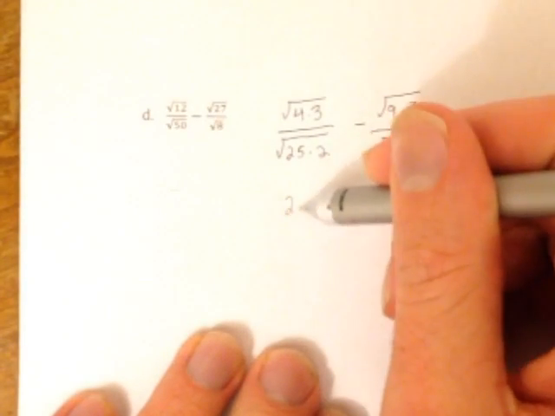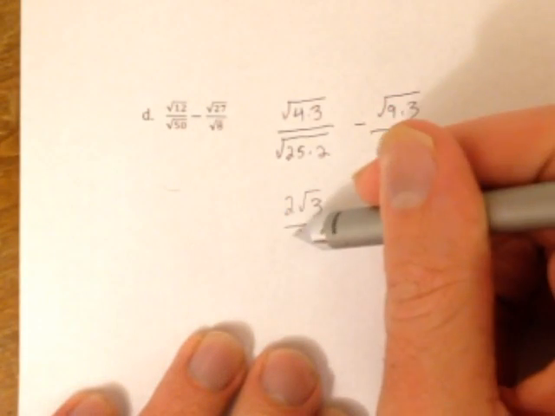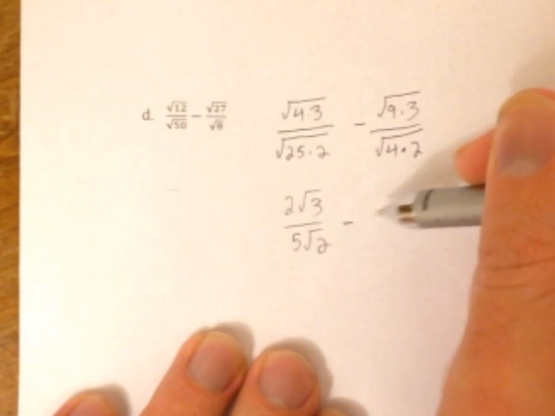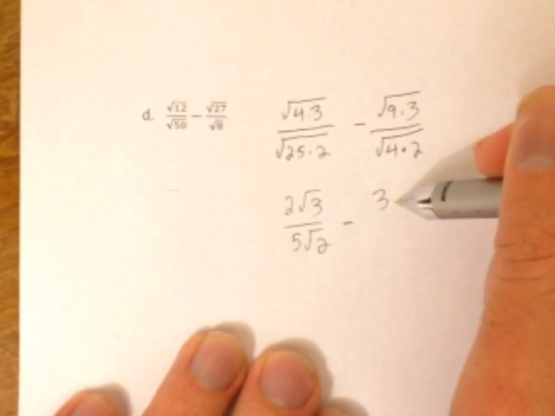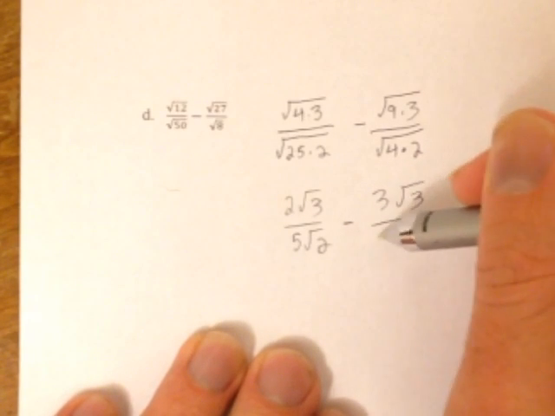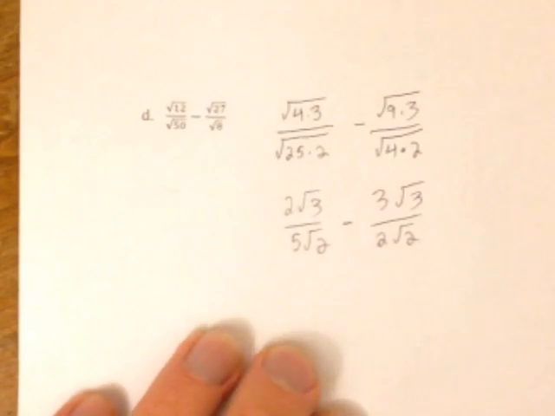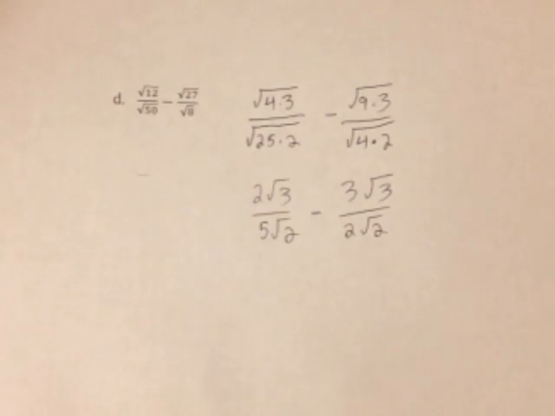So now I get 2 root 3 over 5 root 2 minus 3 root 3 over 2 root 2. Now I could rationalize each of those denominators. When I say rationalize, I mean get rid of the square root. But I'm not going to do that.